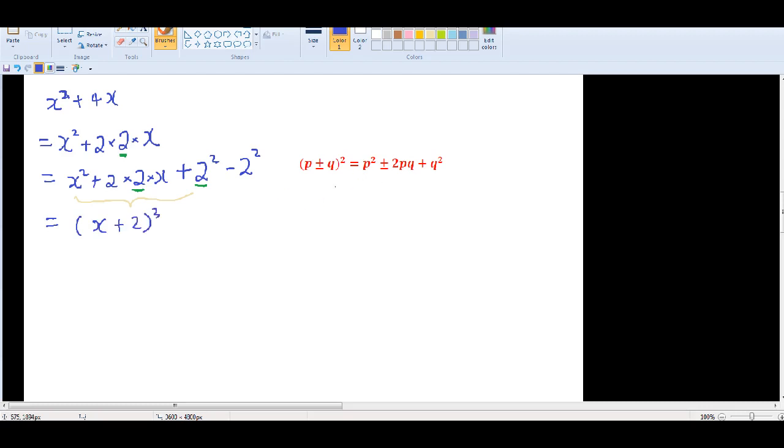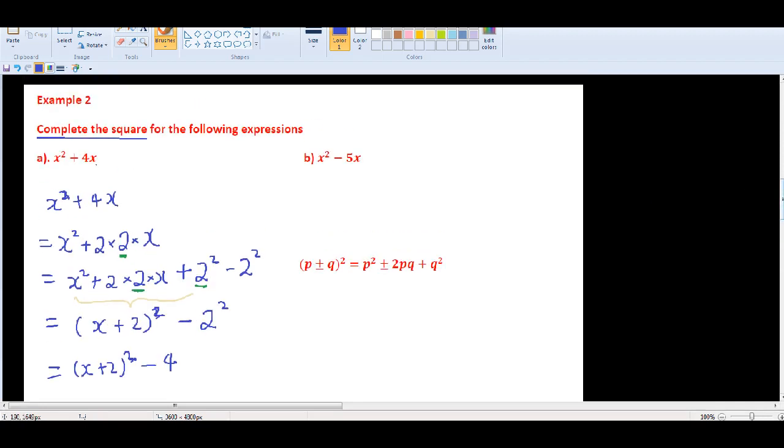Okay, can you see the connection here? And of course you have to keep that another 2 squared outside, because that's what holds the equality, right? And you just do a little bit of simplification of the last term. Okay, so that's what we call completing the square.